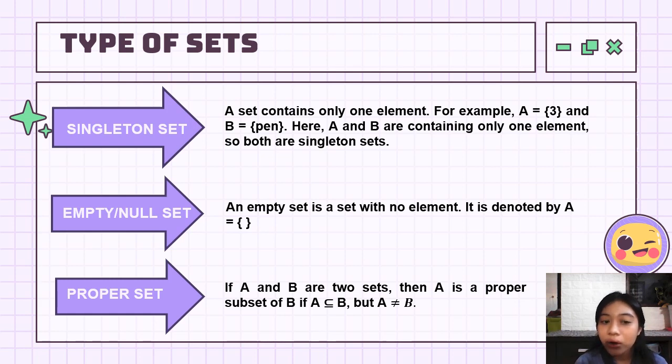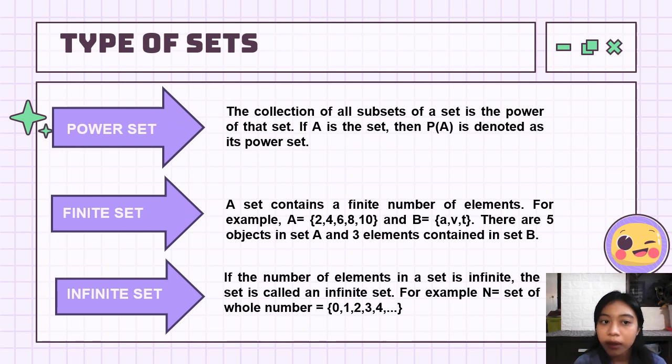Second, empty or null set. An empty set is a set with no element. It is denoted by A equals {}. Third, proper set. If A and B are two sets, then A is a proper set of B if A is a subset of B but A is not equal to B. Fourth, power set. The collection of all subsets of a set is the power set of that set. If A is the set, then P(A) is denoted as its power set.